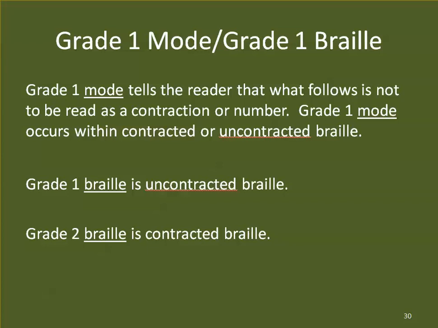So again, grade 1 mode versus grade 1 Braille. Grade 1 mode tells the reader that what follows is not to be read as a contraction or a number. Grade 1 mode occurs within contracted and uncontracted Braille. So grade 1 mode does not mean uncontracted Braille. Grade 1 mode can occur within uncontracted Braille. Grade 1 Braille is uncontracted Braille. Grade 2 Braille is contracted Braille.